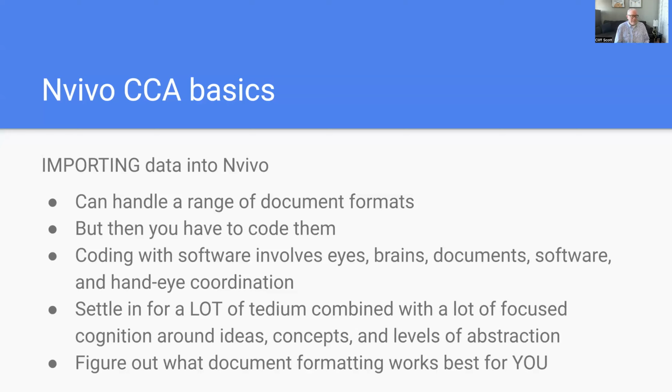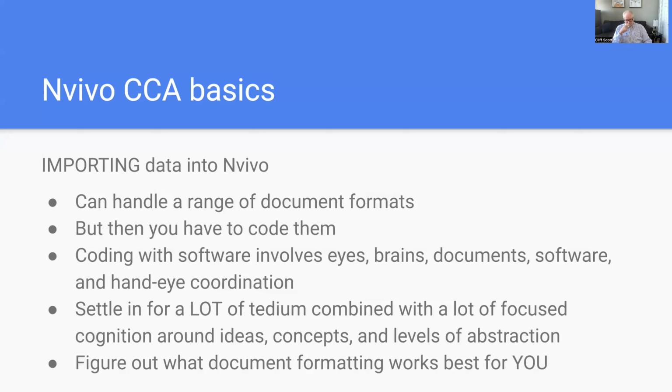And when you're coding text, it involves not just a piece of software, but a human being, a human instrument who has eyes that get tired, brains that get tired, someone who's working with documents that may be formatted in a particular way that is more or less easy to handle. There's a certain amount of basic hand-eye coordination that comes from scanning text and using a mouse to highlight text and to categorize it. And so you may need to be paying attention to and maybe even taking some notes on what works well for you and what does not work well for you.